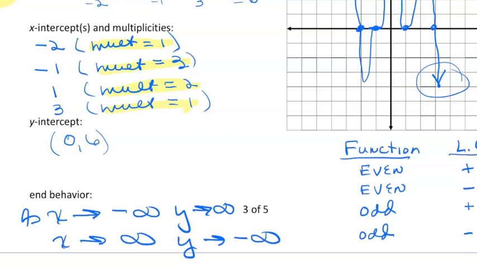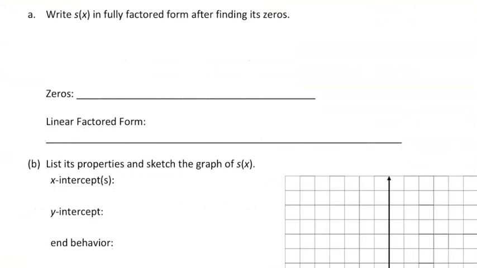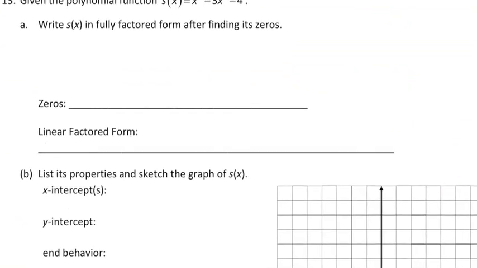Okay, you've got to have this in your mind, because if you don't, you're going to have a really hard time doing a problem like this. Okay, so let's go on to 13. Given the polynomial function S of x equals x to the 4 minus 3x squared minus 4, write S of x in fully factored form after finding its zeros.